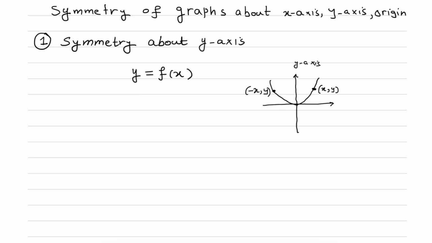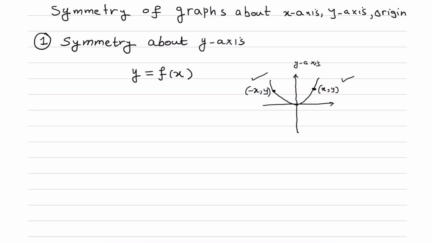And the point x, y which lies on the graph, and the point opposite to it on the other side of y-axis, which is minus x, y, also lies on the graph. So we are going to say that if a graph is symmetric about y-axis, then for every x, y that is lying on the graph, minus x, y also lies on the graph.